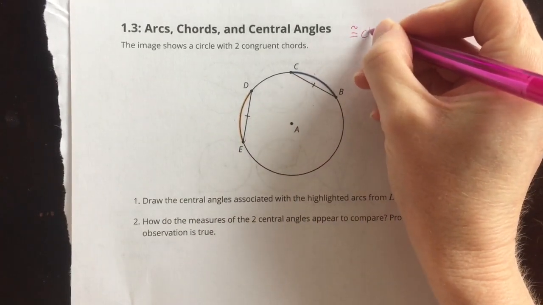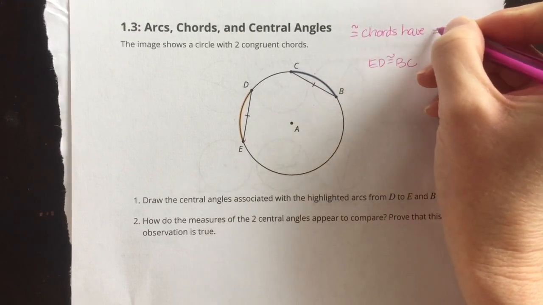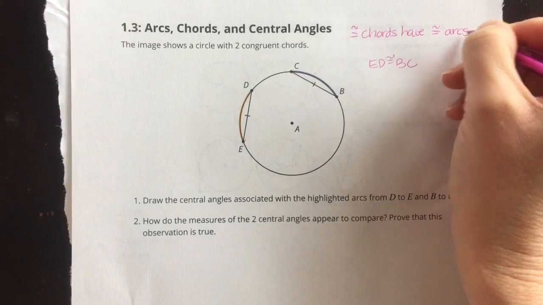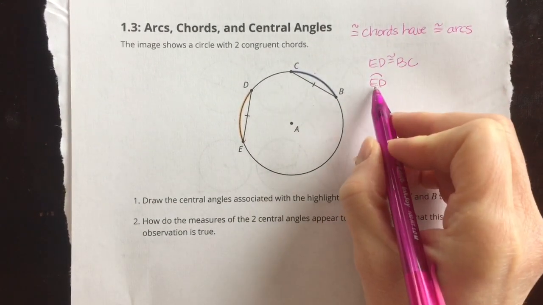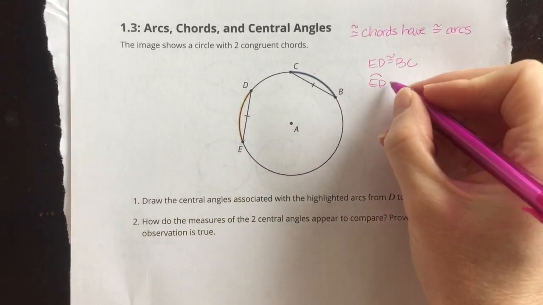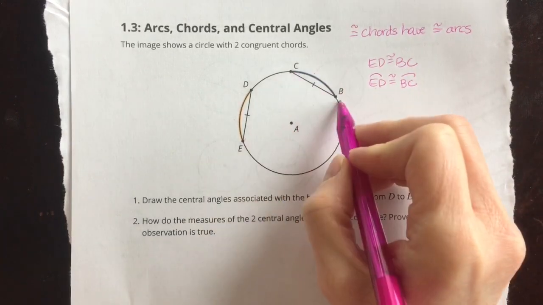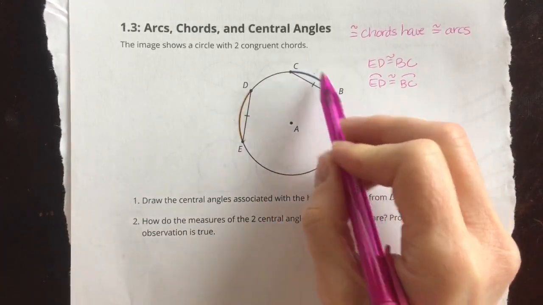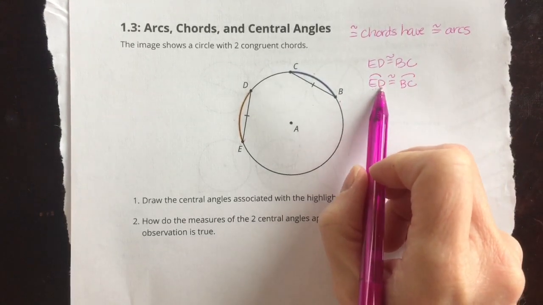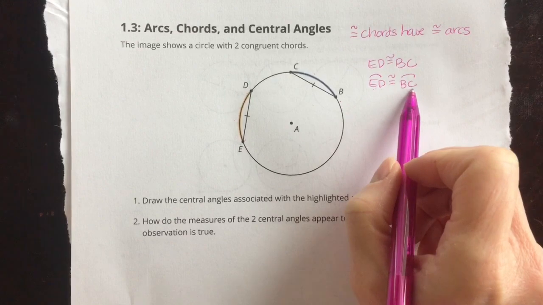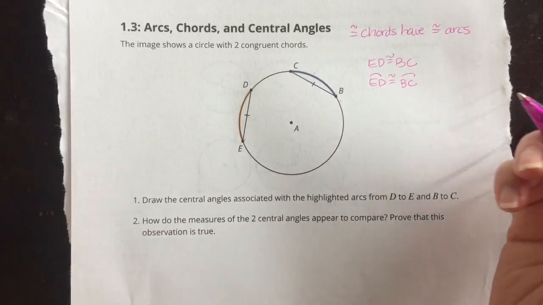So congruent chords have congruent arcs. So in this case, I also know arc ED, the arc formed from E to D, the yellow one, is congruent to the arc formed from B to C, the blue one. So the length of the yellow and the length of the blue would be the same as well. My arcs are congruent. By the way, whether I write it ED or DE or BC or CB doesn't make a difference. And then there's a third thing I know to be true.